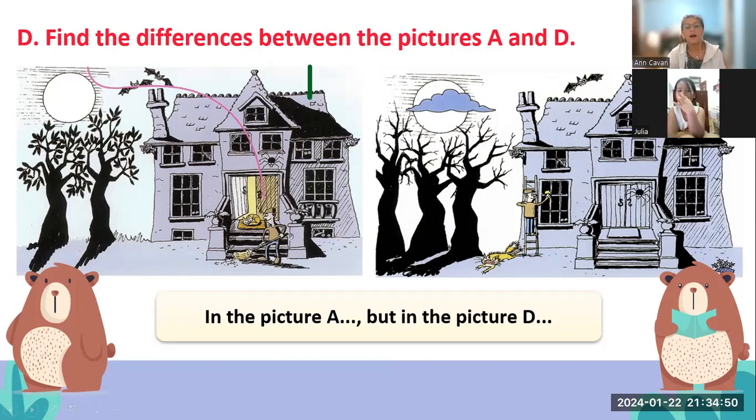Next is how many bats, Julia? How many bats do we have? There are bats here. Okay, there are two bats here. In picture number two, only one bat. See the bat? Okay. Now, another one.